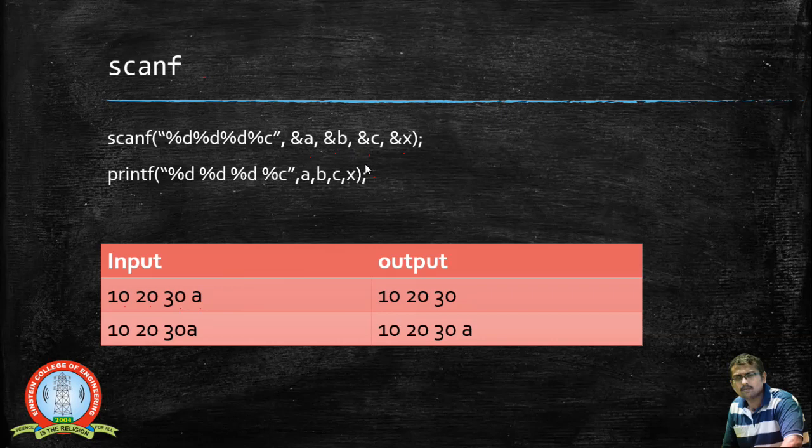Now if you give an input like this, then the output will be only 10, 20 and then 30. Now you might wonder, we are getting 4 inputs and we are giving 4 inputs like 10, 20, 30 and A, so why is x not printed? I am giving the value A but it is not printed.